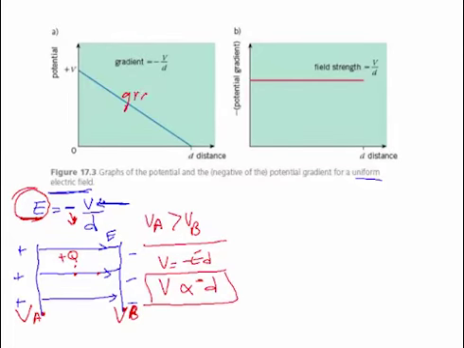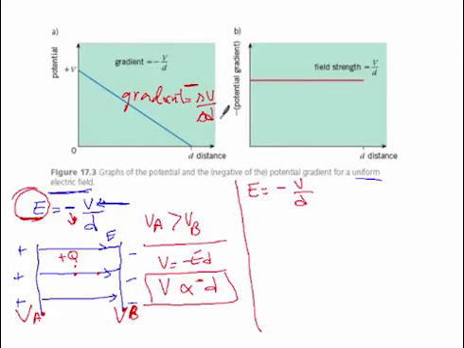Now the gradient is delta V over delta D, and the gradient will be negative, so we will get here a negative sign. Going back to the relationship here, E equal to minus V over D. So you see here the gradient equal to minus V over D. So this means that the gradient equal to E. Very clear.